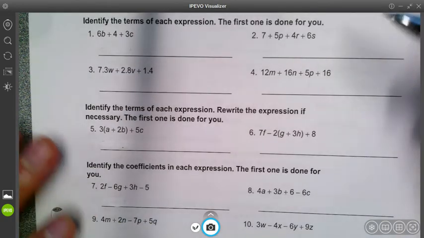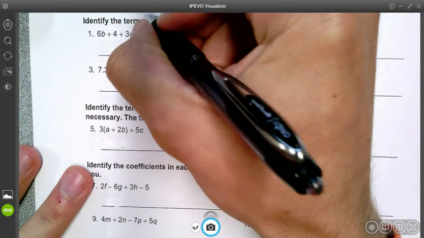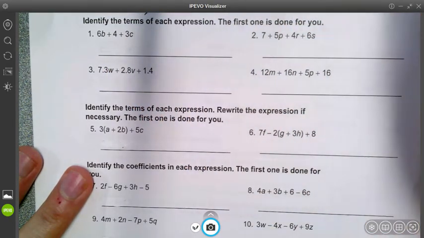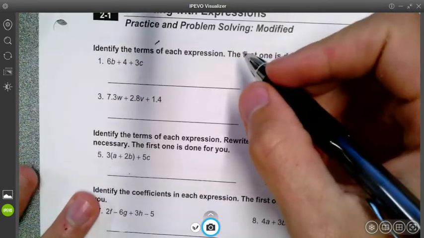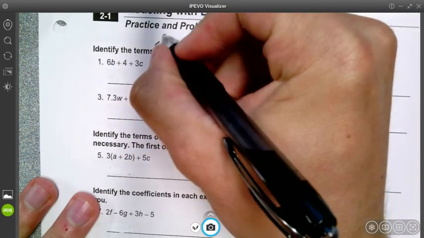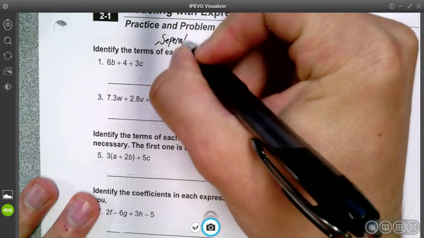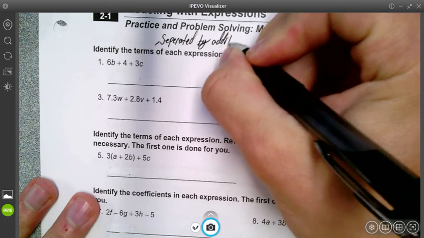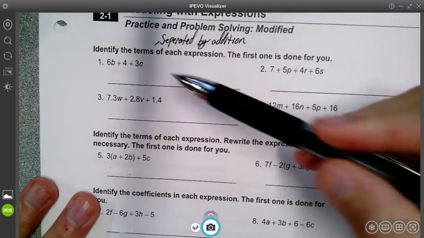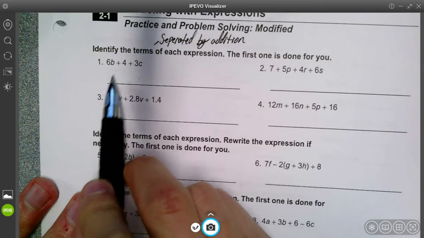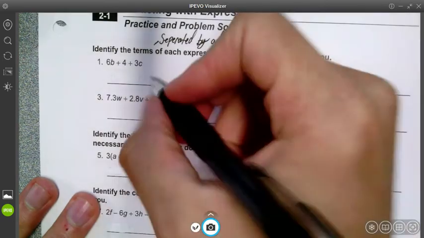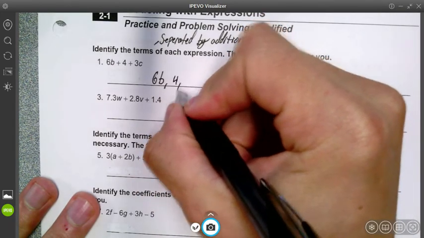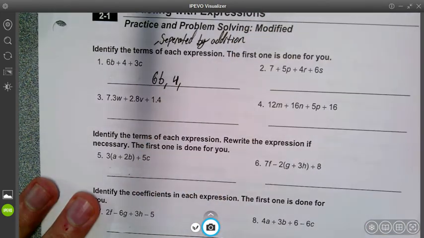All right, so let's start by remembering what a term is. Terms are those pieces of the equations, and these are separated by addition. Okay, so if I look at problems 1 and 3, I can see that the things separated by addition here are 6b. That's one term. 4, that's a constant term because it doesn't have a variable.